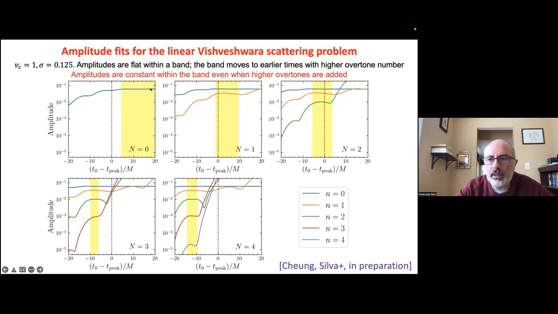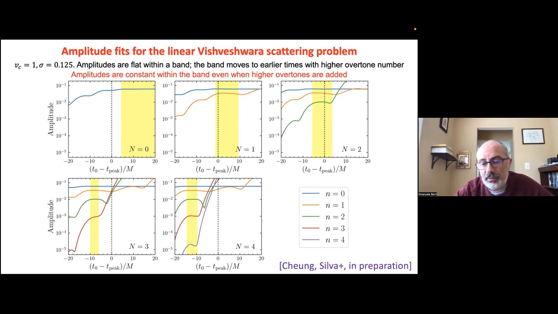So I would say that after 5M here, you can reliably trust that a one-overtone fit is a good fit to the data. When you add two modes, what you see is that the first mode is a good fit to the data in a certain region, and the first overtone starts becoming a bad fit to the data at late times. And I can tell you that we've been looking at the reason why this happens, and it's a combination of tails, which are there, and numerical noise.